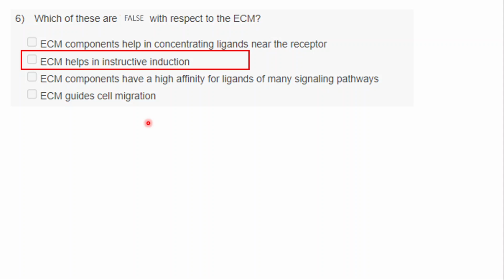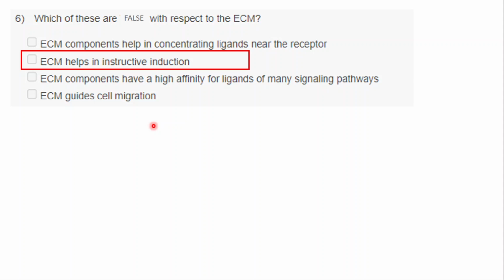ECM helps in permissive induction, not instructive induction, because ECM is not directly involved in signaling via it, but it produces a conducive environment for the cell to attain its fate. While all other components you see, ECM components help in concentrating ligands near the receptor is true. They have high affinity for ligands of many signaling pathways is also true. ECM guides cell migration. Cell migration is an important issue. Yeah, Ajay, I am here to clear your doubts.